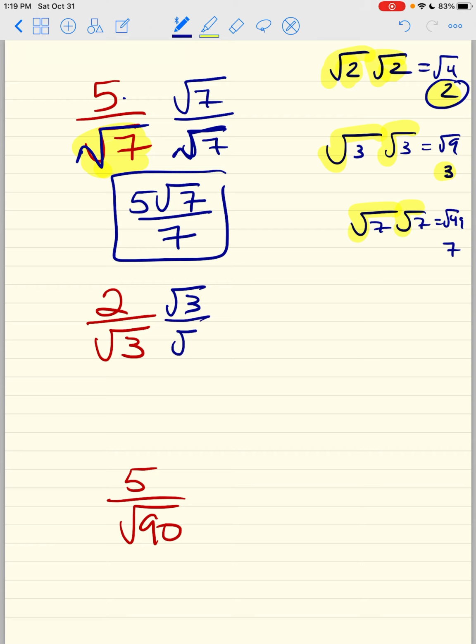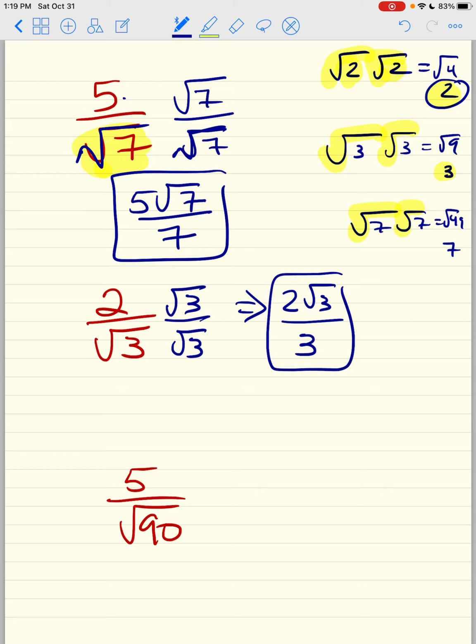Here, I'm going to have to multiply by the square root of 3 over square root of 3. This will give you 2 square root of 3, and then square root of 3 times square root of 3 is just 3. Now, you might ask yourself, why do we do this?